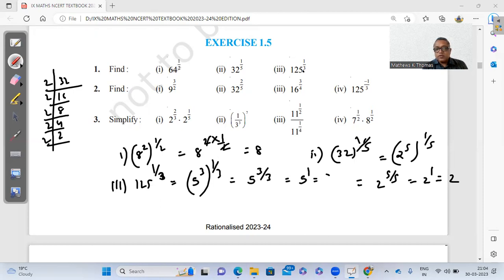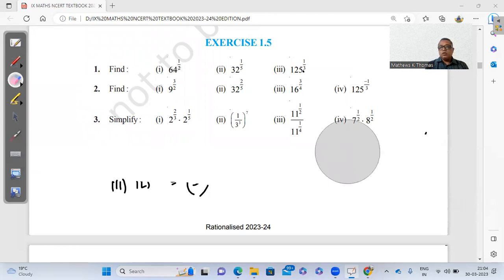So 5 to the power 1, answer is 5. So simple, straightforward questions where we get the answers just by using the basic laws of exponents. Same procedure now for question number 2.